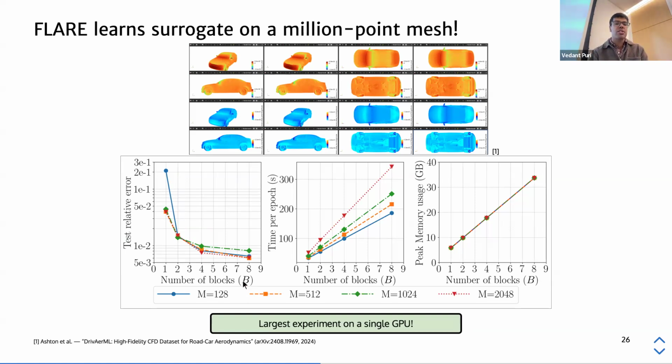And as you increase the number of latents M, or the rank of the method, you see an increase in accuracy as well. On the other hand, as you increase the number of latents, we do see that the compute cost goes up, but the peak memory remains the same. So in situations where memory is the bottleneck, we are doing extremely well.